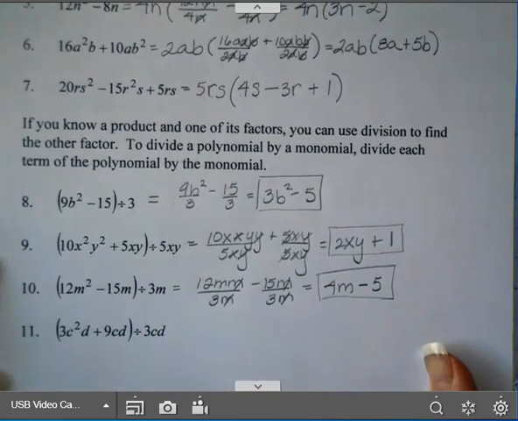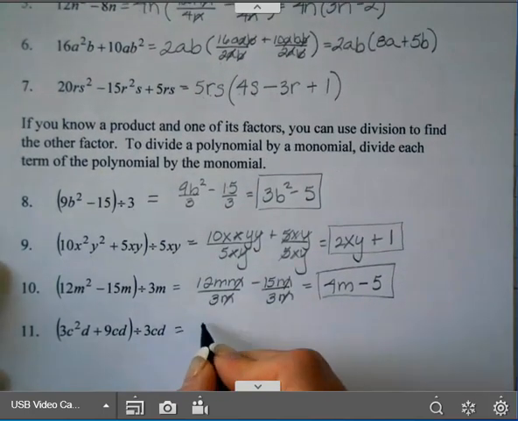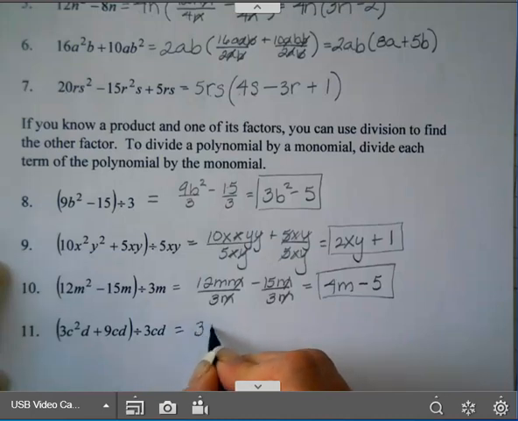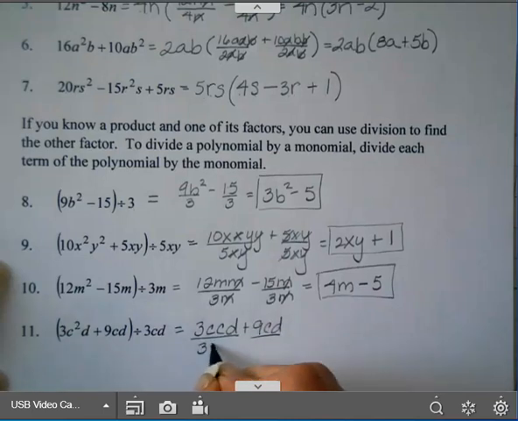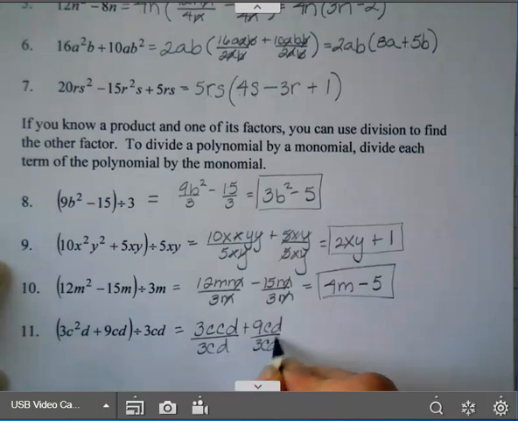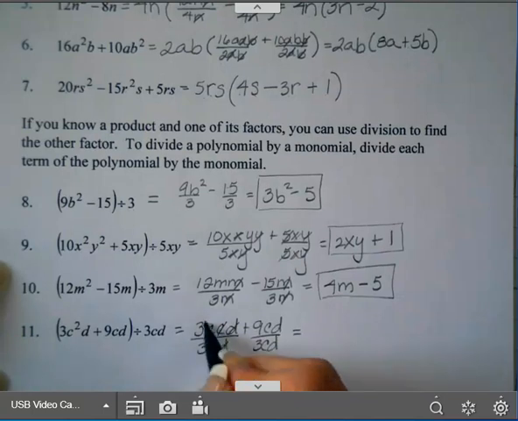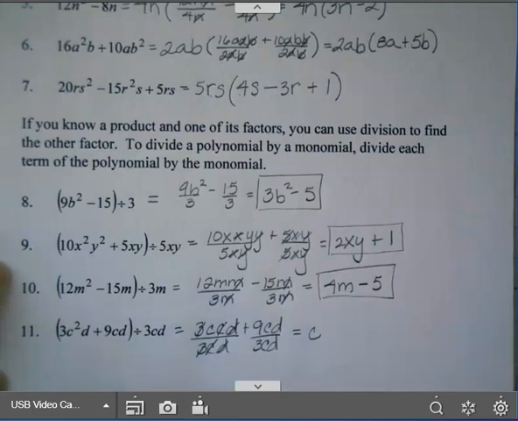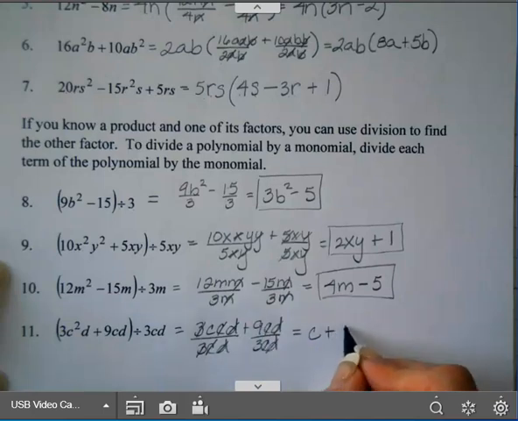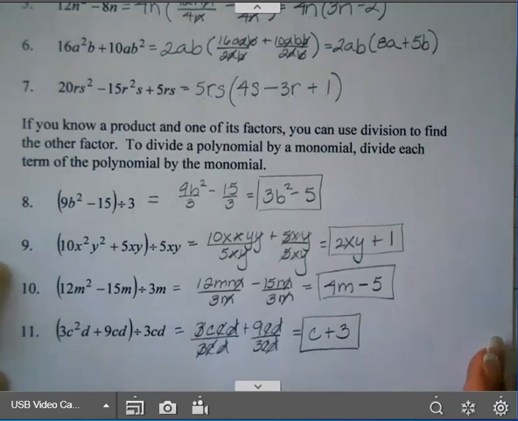And last problem for these set of notes. I have 3c squared, so I write CCD, plus 9CD, and that's over 3CD. Okay, I have a C that cancels, a D that cancels, those 3's cancel, so I'm left with, for the first term, a C. And on the next one, the D's cancel, C's cancel, 9 divided by 3 is 3. And this will complete the notes.